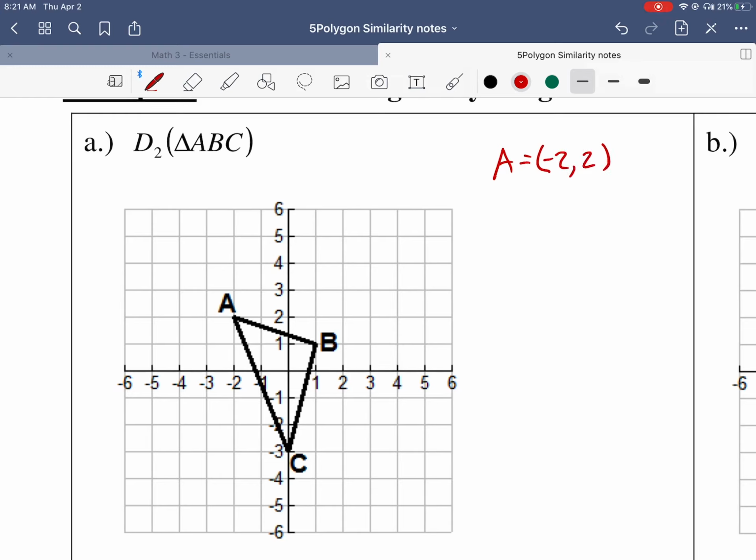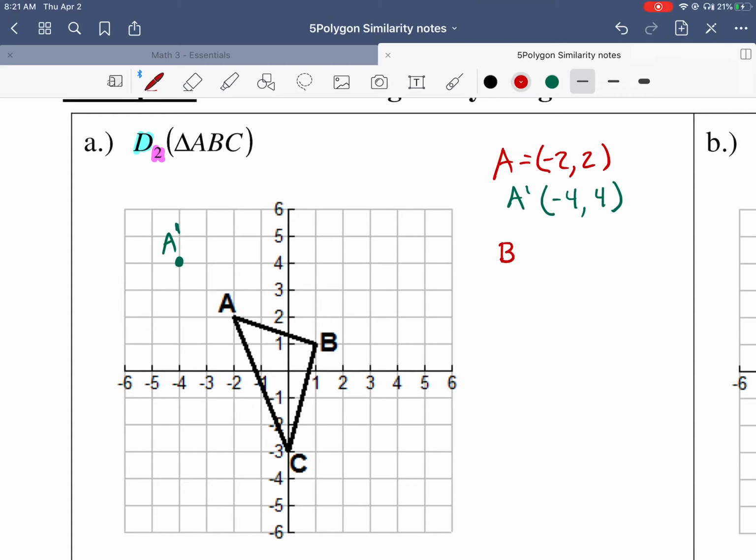Okay, A. A originally is at -2, 2. If I come over here to my problem, notice they use D for dilation and then a 2 means all I'm going to do is multiply each one of my ordered pairs by 2. So A prime, -2 times 2 is -4. 2 times 2 is 4. So -4, 4, A prime. Remember that prime tells me that it was moved.